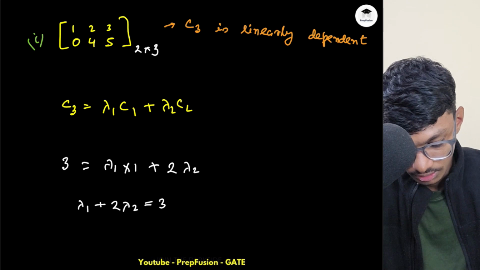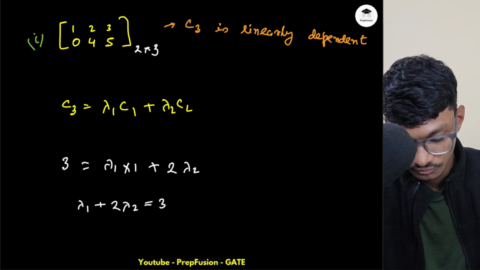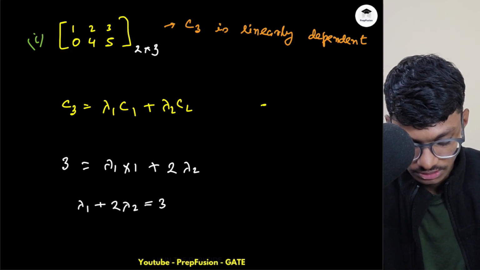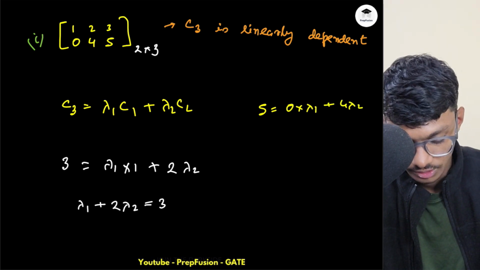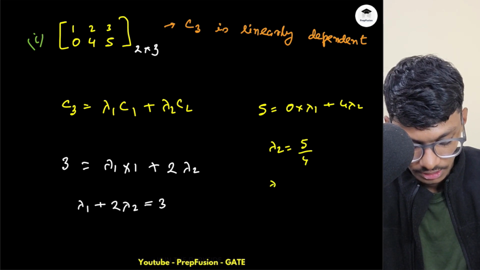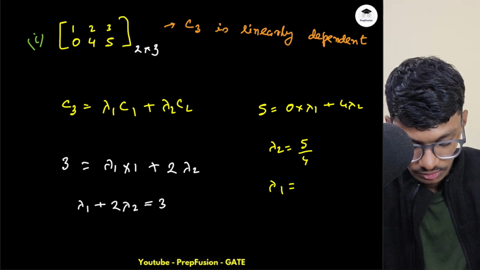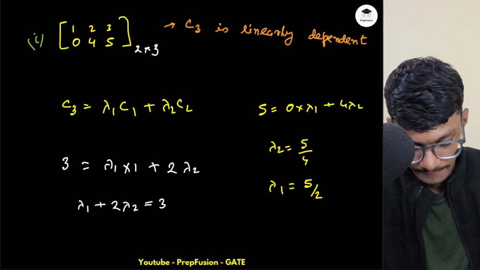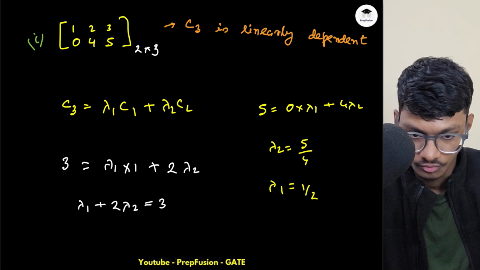Next I need another equation, which comes through the second row. Second row of C3 is 5. Now 0 into lambda 1 plus 4 into lambda 2 equals 5. So lambda 2 equals 5 by 4, and lambda 1, if I put 5 by 4 over here, this will be 5 by 2... no, this will be 1 by 2. Sorry, this will be 1 by 2, right?